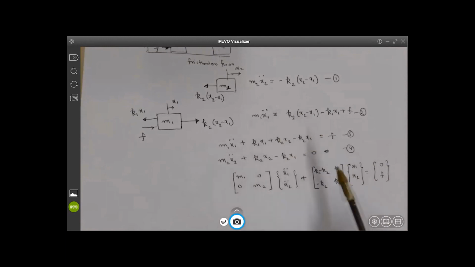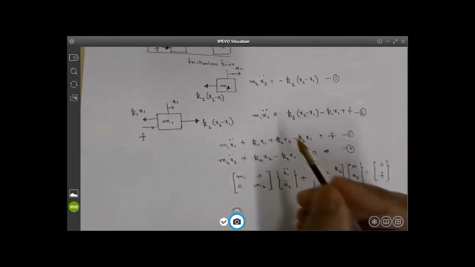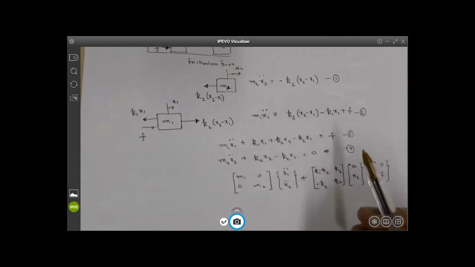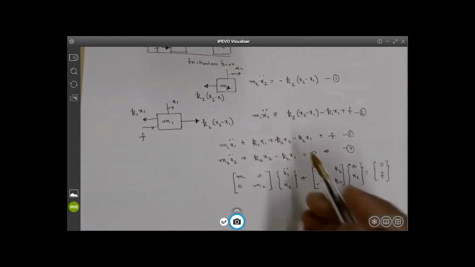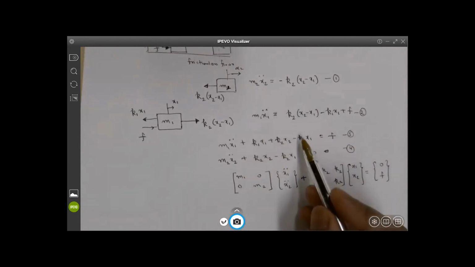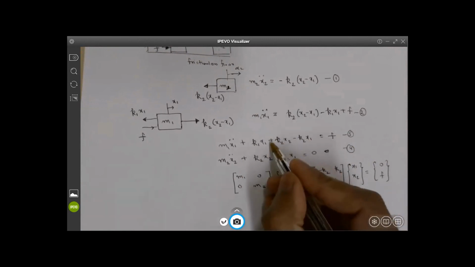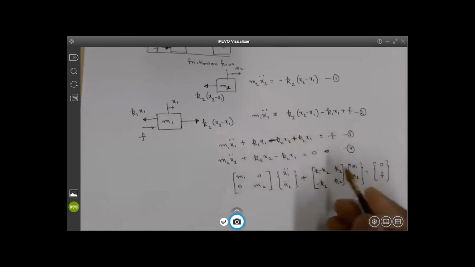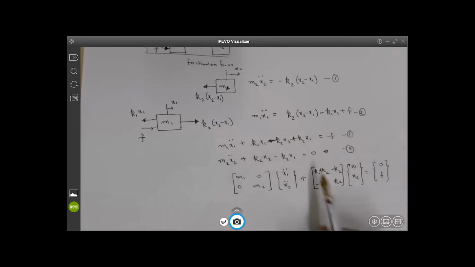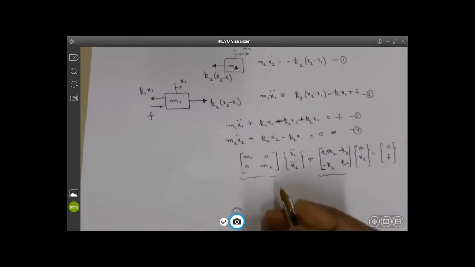Professor, you just rewrote equation 2 into 3, and 1 into 4. Yes, I put these on the left hand side. There is one mistake here on the signs: this is K1 plus K2 and this is negative. So it is K1 plus K2, negative K2, negative K2 and K2. This matrix is the stiffness matrix, and this is the mass matrix.